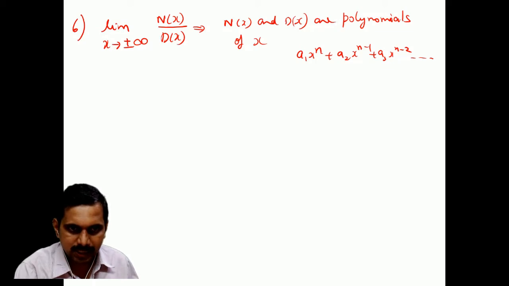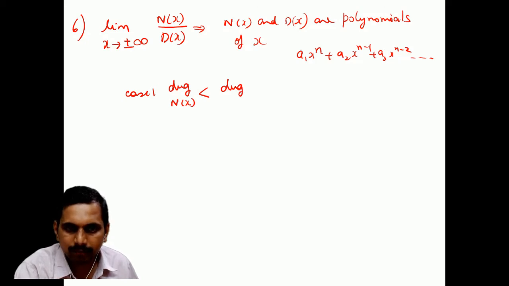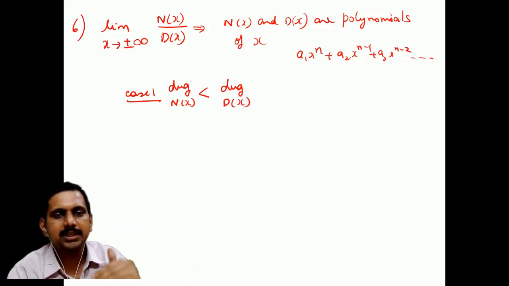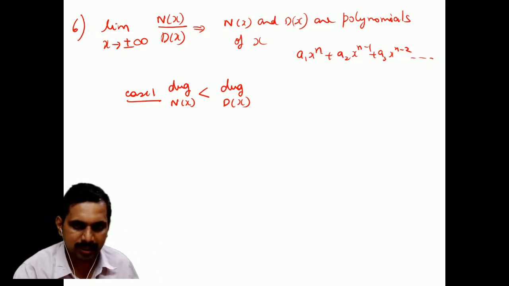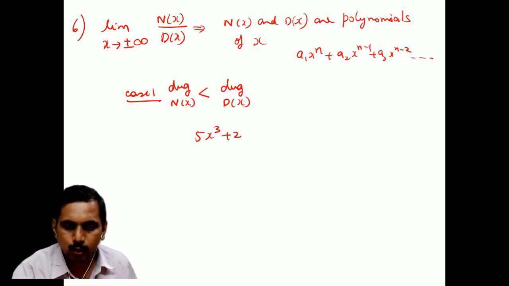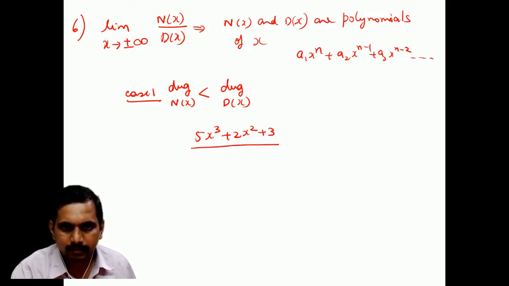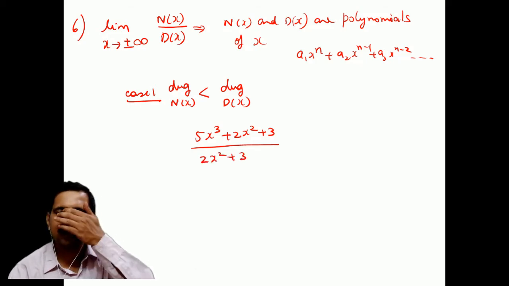So in case 1, I can say that the degree of the numerator n of x is greater than the degree of the denominator of x. Then how to do it? For example, let us say a problem: 5x cube plus 2x square plus 3 divided by 2x square plus 3. Now how to find the limit for this?